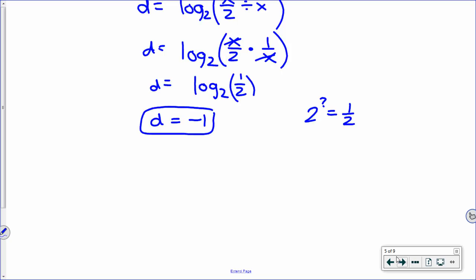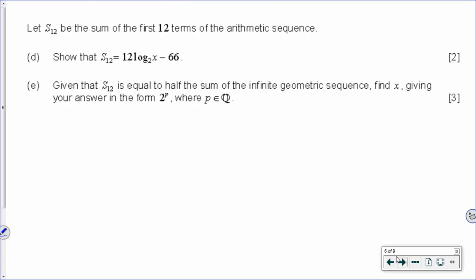And then the last 2 parts of this question, let S sub 12 be the sum of the first 12 terms of the arithmetic sequence. So an arithmetic sequence cannot have a finite sum if it goes on forever, so you can only do something like the sum of a certain number of terms, in this case the sum of the first 12 terms, and they're asking us to show that S sub 12 would equal this.